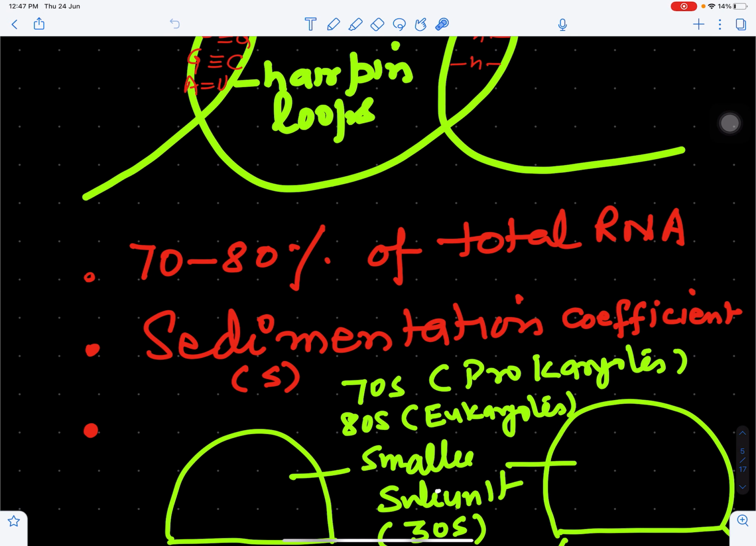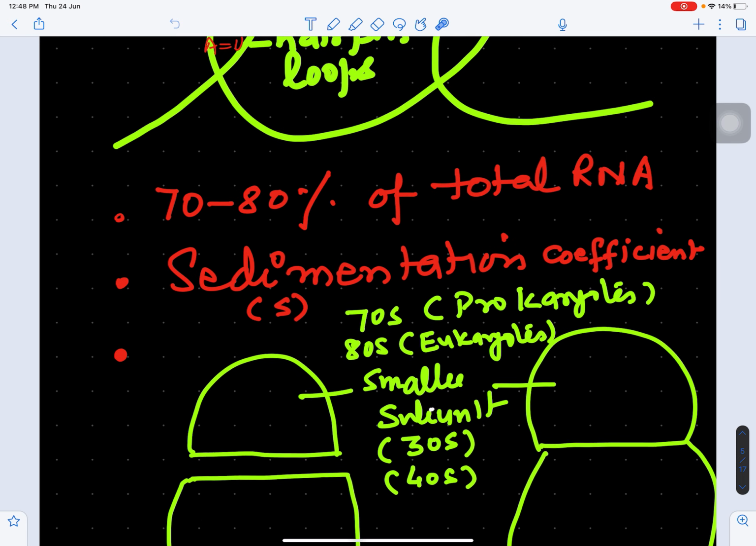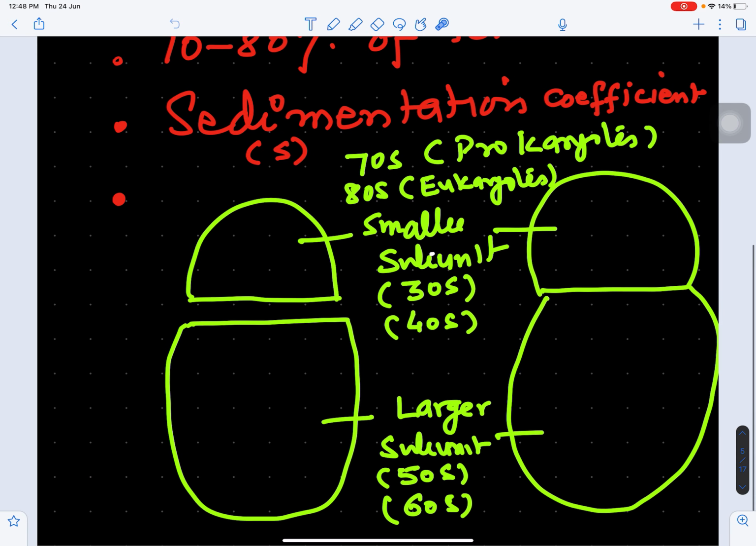Second term, we should know what is sedimentation coefficient. When centrifugation of RNA is done, how it sediments during centrifugation is called the sedimentation coefficient. Now, ribosomal RNA helps in formation of ribosomes. This is the smaller subunit of ribosome. This is the bigger subunit of ribosomes. They lie separate in the cytoplasm, but during protein synthesis, they will combine and associate with each other like this.